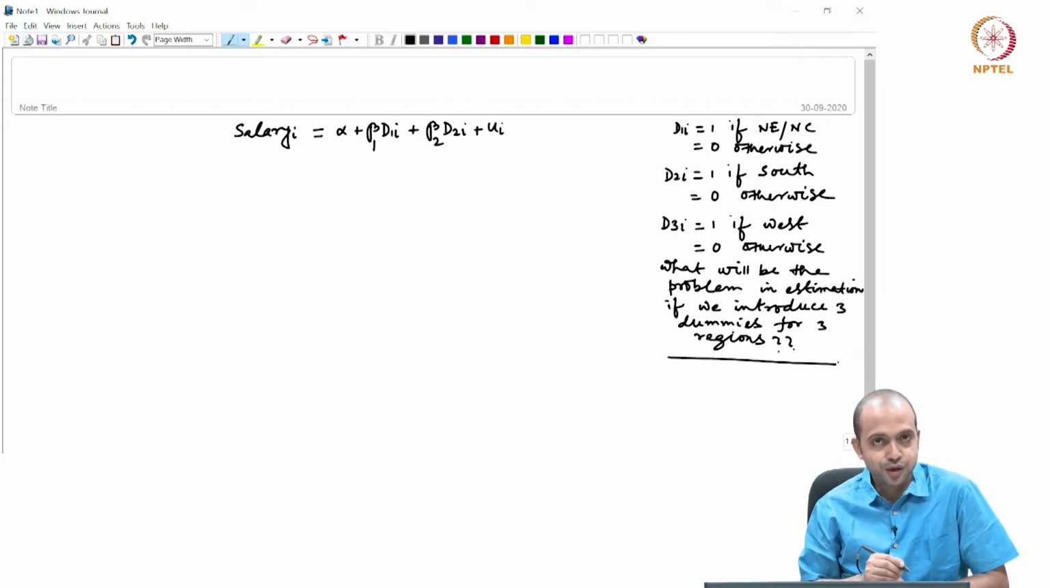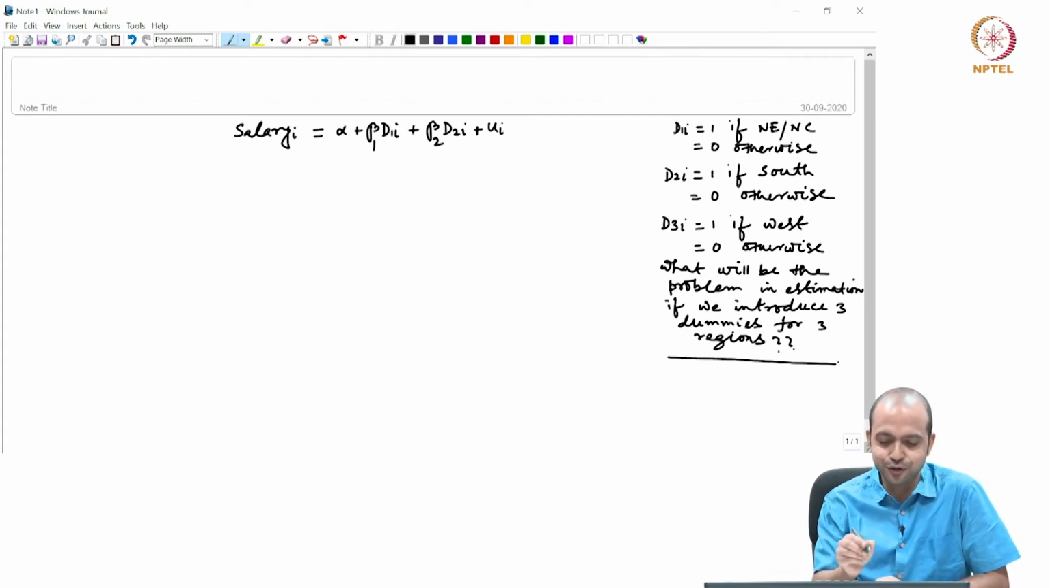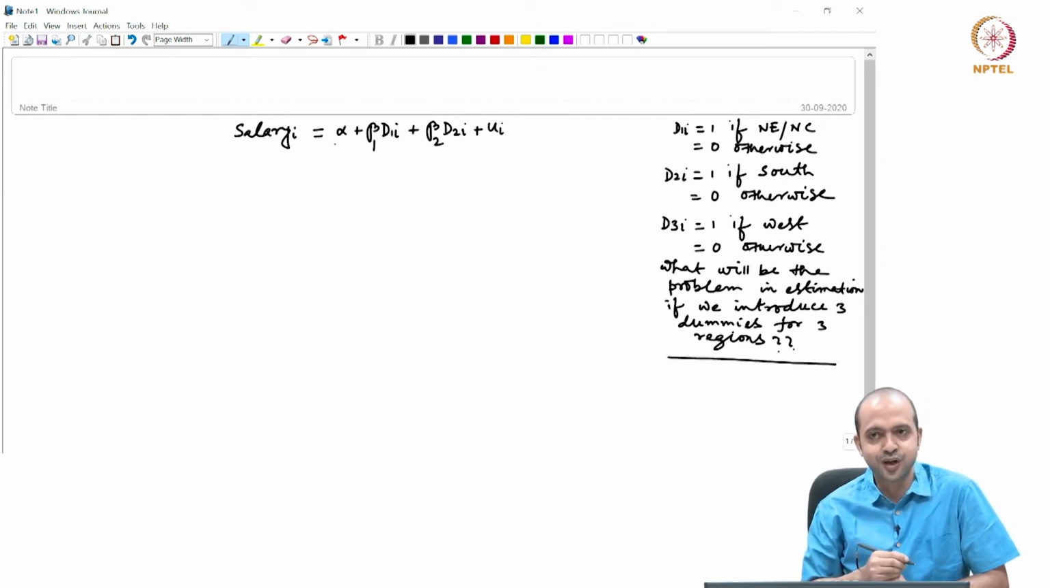If you recall, when there are no other quantitative covariates apart from the dummies, the intercept from that model basically indicates the mean value of the dependent variable for the base category. That means, here in this example, alpha indicates the mean salary of the primary school teachers coming from the western region, since west is our base category. Okay? West is our base category.